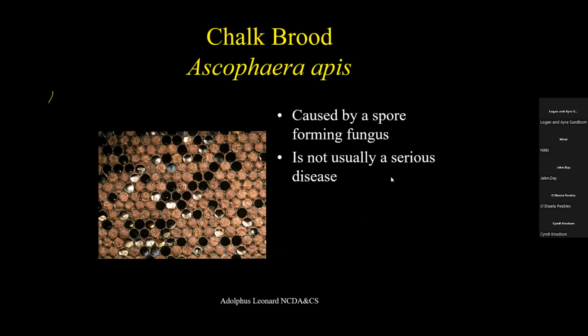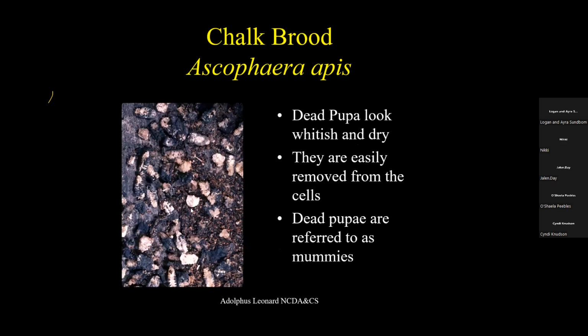Chalkbrood. It's caused by a fungus, Ascosphaera apis, and the symptoms are this. We've been looking at gooey brown stuff. This is bright white dry stuff. This is chalk. The name implies the texture. That's what it looks like when the bees drag it out of the cell. It's easy to remove. You can take a frame that's infected by chalkbrood and tip it up, and these chalkbrood mummies will fall out.